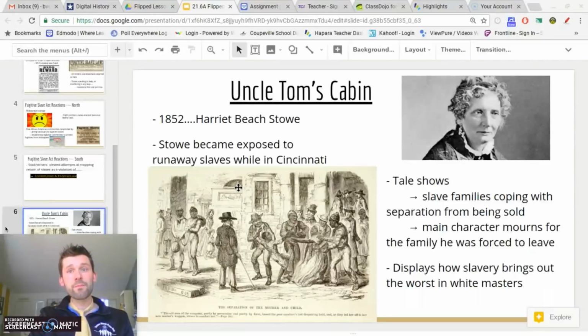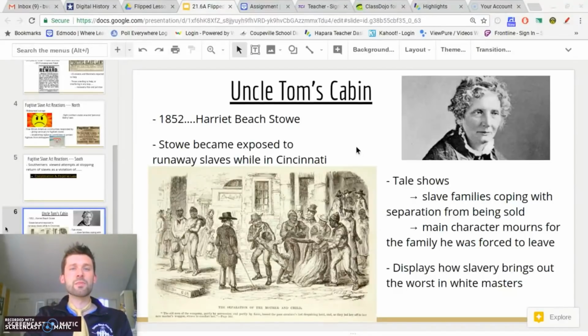Now, this woman, while living for a short while in Cincinnati, was exposed to actual runaway slaves, and it was through these encounters that she wrote this novel, a heart-wrenching tale that portrayed slave families and how they were forced to cope with separation from each other through masters selling families to different places. It shows a character, Uncle Tom, mourning for the family that he's forced to leave.